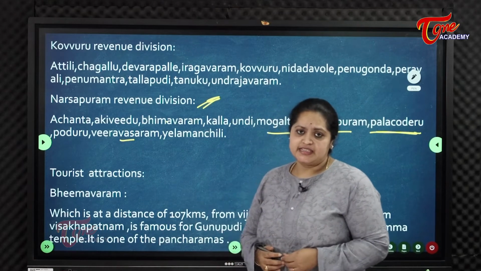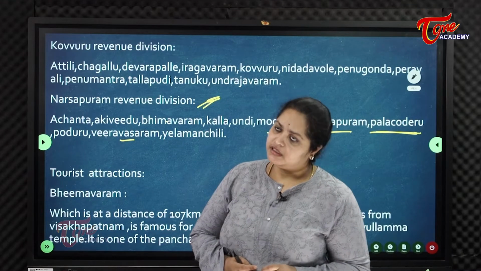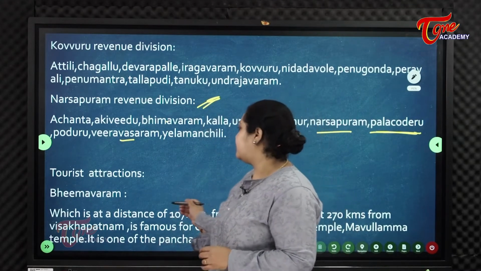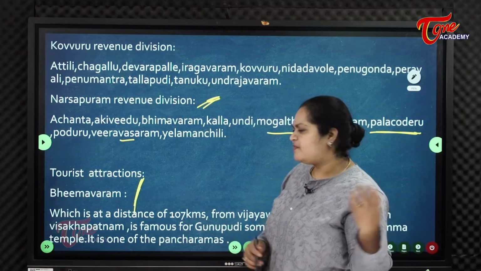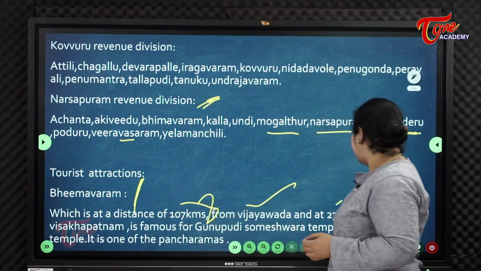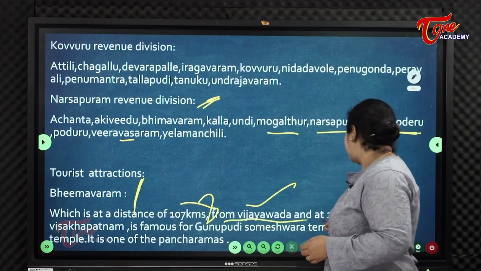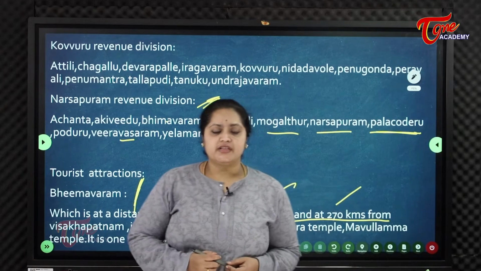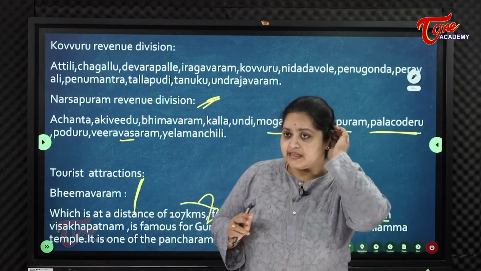West Godavari district. Now what are the other tourist attractions of this particular West Godavari district? One is Bhimavaram, the famous Bhimavaram. It is nearly 100 kilometers from Vijayawada and 270 kilometers from Visakhapatnam, and is famous for the Gunupudi Someshwara Swami temple and the Mavullamma temple, Mavullamma goddess.